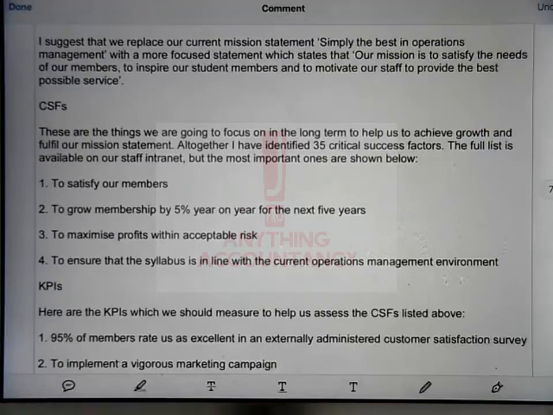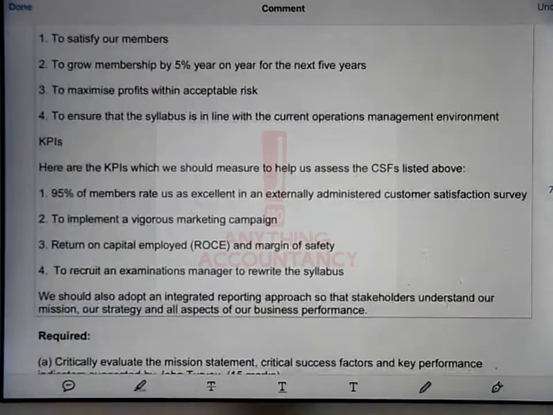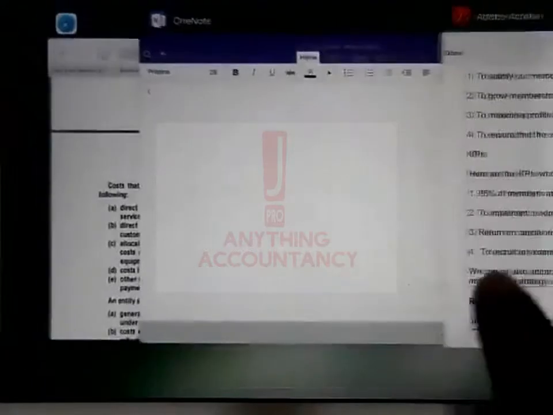What about the KPIs? 95% members rate us as excellent in an externally administered customer satisfaction survey, to implement vigorous marketing campaign, to return on capital employed margin of safety, to recruit examination manager to rewrite syllabus. Are all these KPIs? Yes, no? Yes, sir. See, you're supposed to critically evaluate it. The guy already says he's doing it for the first time. Obviously, he's supposed to make a mistake. Your job is to detect the mistakes. Okay, no? Okay. Let me show you how to go about doing this one.